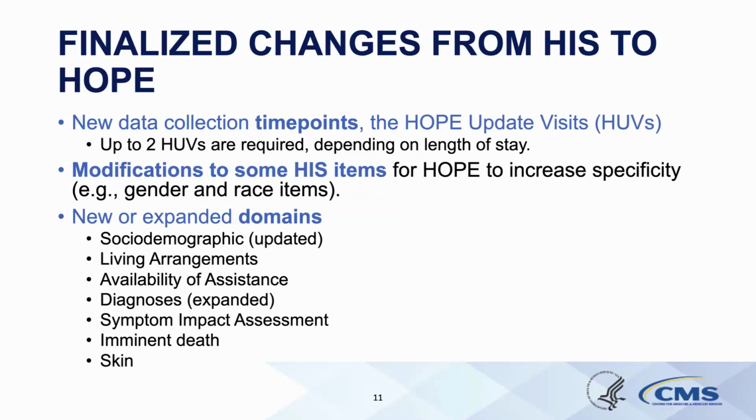Finalized changes from HIS to HOPE. HOPE differs from HIS in several important ways. First, HOPE includes a new time point, the HOPE Update Visit, or HUV. Hospices may conduct up to 2 HUVs, depending on the patient's length of stay. HOPE would also include modifications to some of the existing HIS, or Hospice Item Set, items to increase specificity. Finally, HOPE includes several new or expanded domains relative to HIS. These domains would include sociodemographic, living arrangements, availability of assistance, diagnosis, symptom impact assessment, imminent death, and skin.